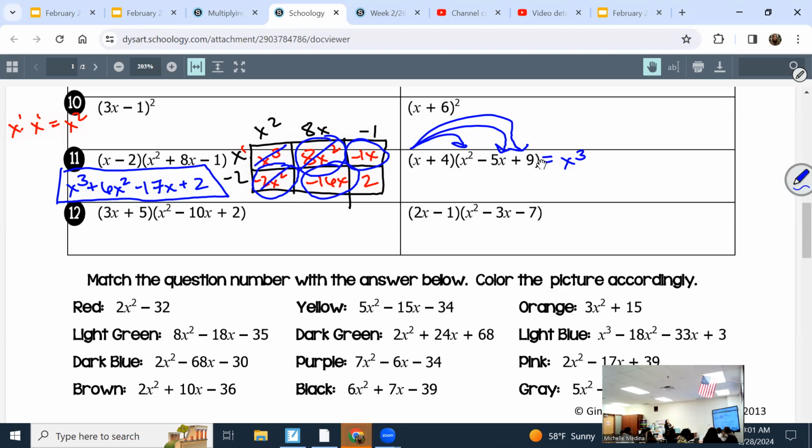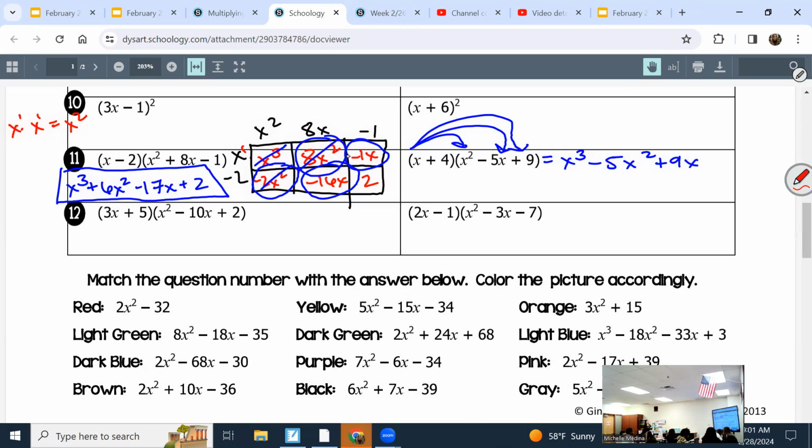What's x times -5x? The number in front of the x is 1, so it's -5x squared. What's x times 9? And that's positive, make sure you put the plus sign. And that's me distributing the x.